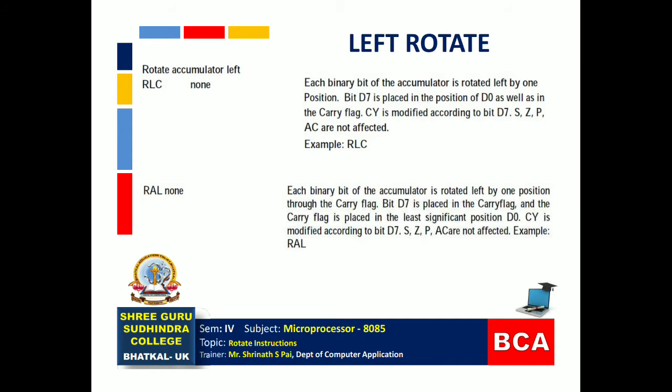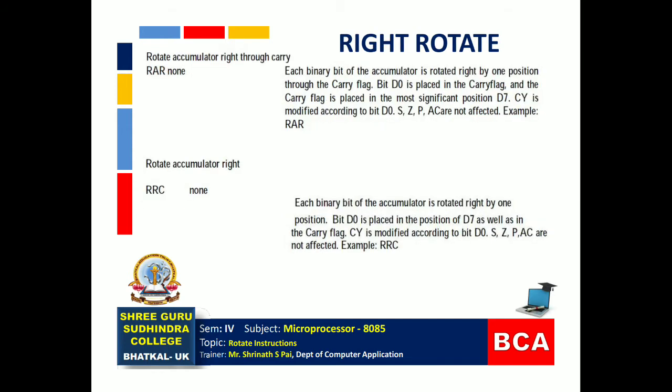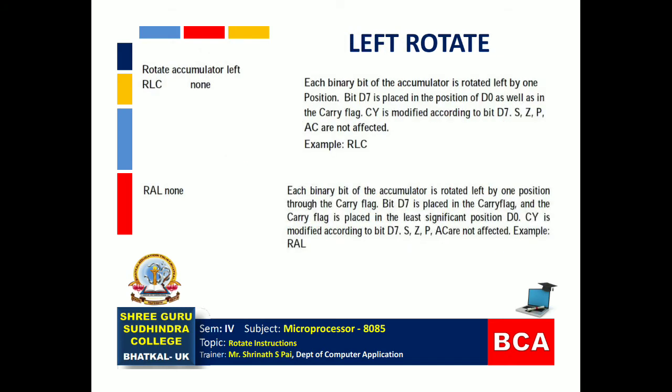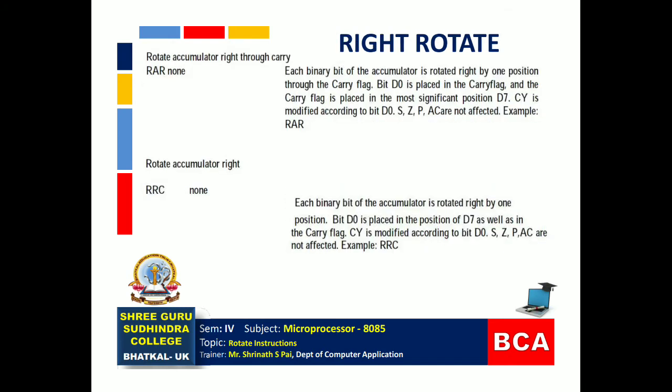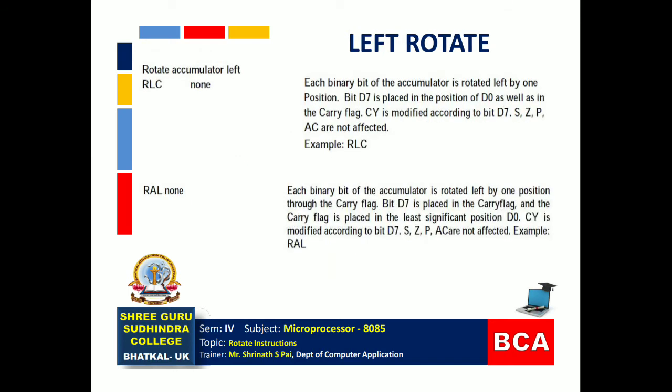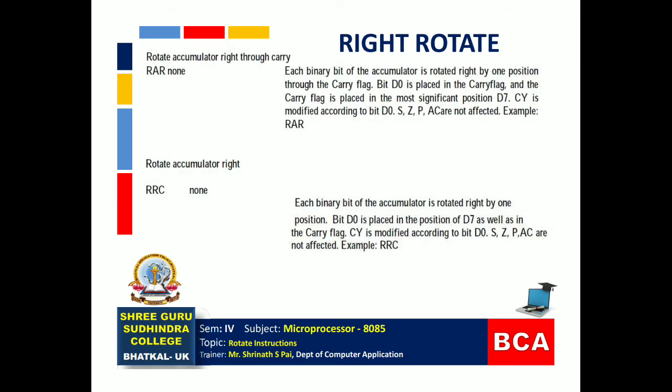Rotate instructions are very useful instructions in microprocessor. There are two kinds of rotate operations here: one is left rotation and one more is right rotation. At first, let us focus on left, then we can go through right. Both in left rotation and right rotation, we have two individual instructions. In left rotate, we have two separate instructions, RLC and RAL, and in right rotate, we have two more instructions, RAR and RRC. Let us go through the instructions one by one.